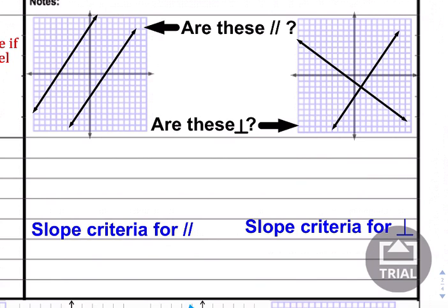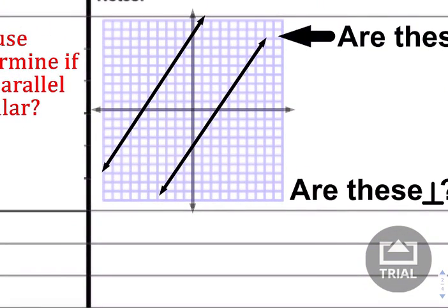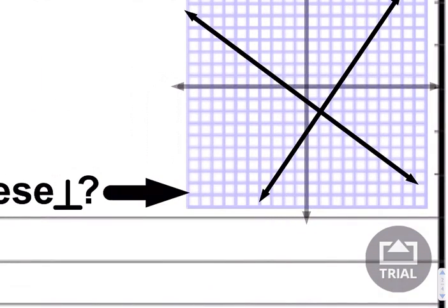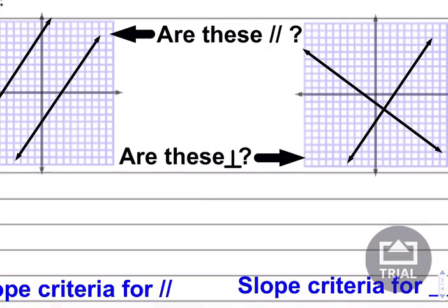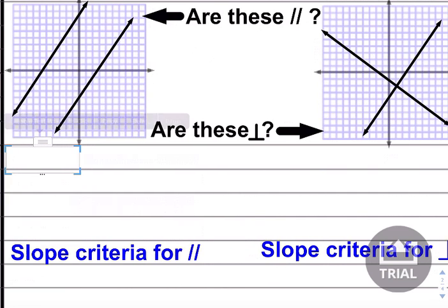And it can't be visual, so we can't fall back on bad habits and just say, well, look, those kind of look parallel, so they're parallel, or those kind of look perpendicular, so they're perpendicular. We can't just make a sketch of it. We need a way to actually calculate or determine it mathematically speaking.